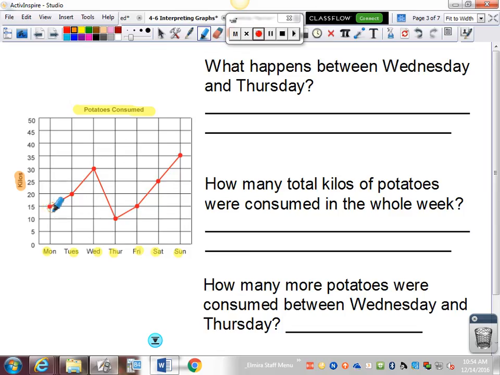And I want you to just notice things like, gee, the high point seems to be on Sunday. The low point seems to be on Thursday. I mean, these little details of things that you can see in the graph, okay? And then we can start answering questions. What happens between Wednesday and Thursday? Well, let's see. Let me clear out my highlights here.